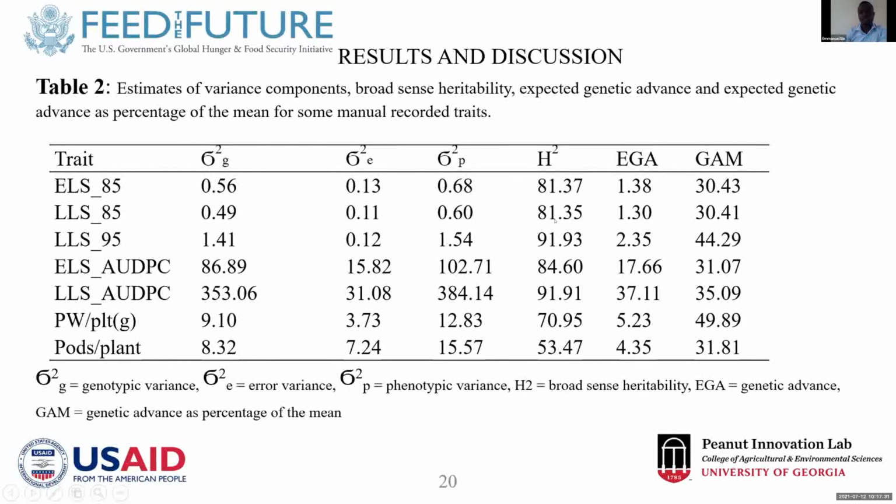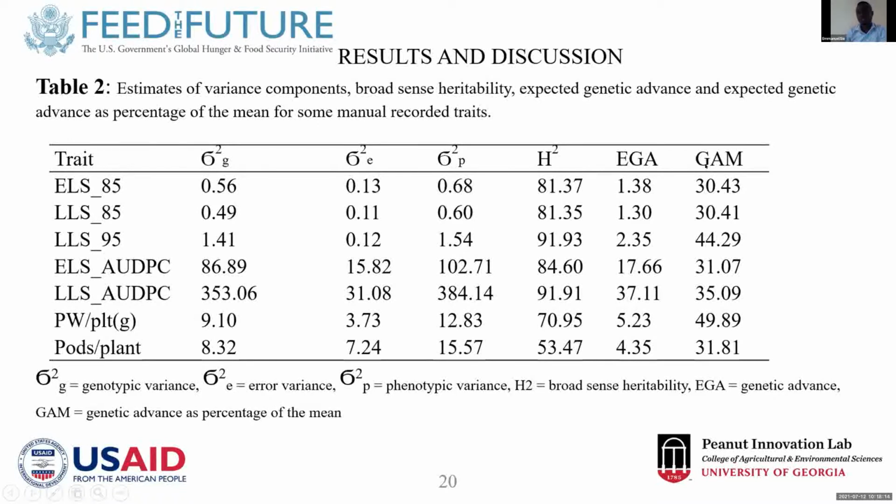When you come to heritability estimates, we've seen high heritability between the manual parameters measured. We have 91.91 as the highest, which was seen for the area under the disease progress curve for late leaf spot disease. And the lowest was 53.47, which was seen for pods per plant. When you come to the expected genetic advance, the highest of 37.11 was seen for area under the disease progress curve for late leaf spot disease.